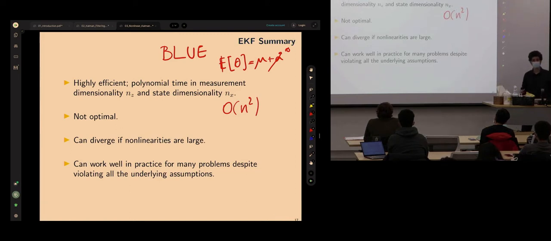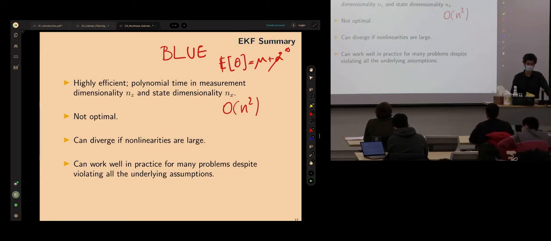So this filter can diverge. That's one problem. If your nonlinearities are severe at the current operating point, depending on the behavior of your models, the filter can potentially diverge. However, in practice, for a lot of problems, this works really well, despite violating all the theoretical results. That is why it's widely adopted and used, because of good performance in practice. But again, there are robustness concerns, depending on the particular problem you solve.